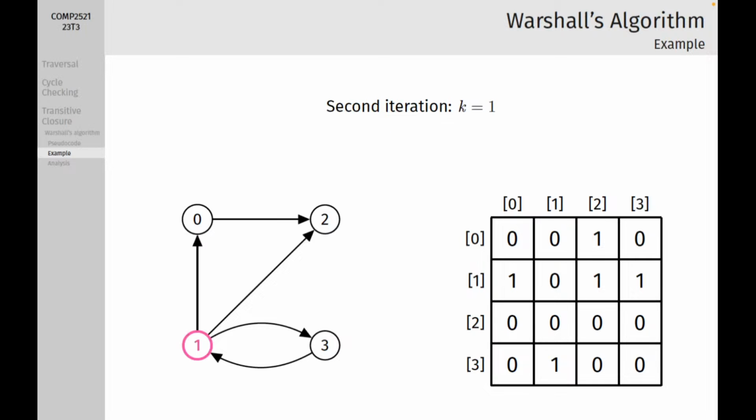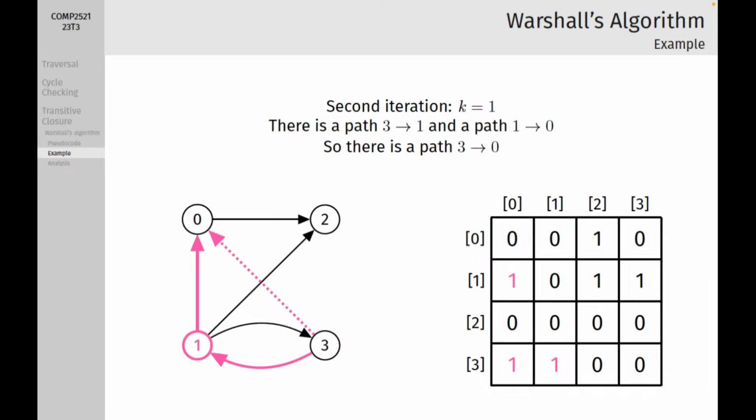All right, in the second iteration, we're going to focus on vertex 1, right? And we're going to look at all the incoming and outgoing edges for 1. So first of all, we notice that there is a path from 3 to 1, and there is a path from 1 to 0, shown over here. So this tells us that there is a path from 3 to 0. So we set this cell of the matrix to 1.